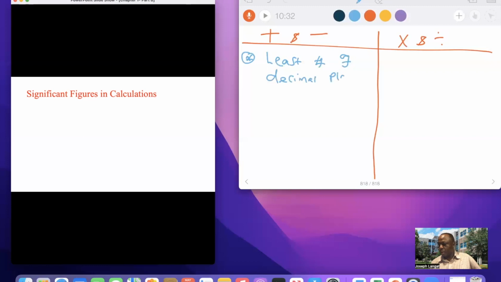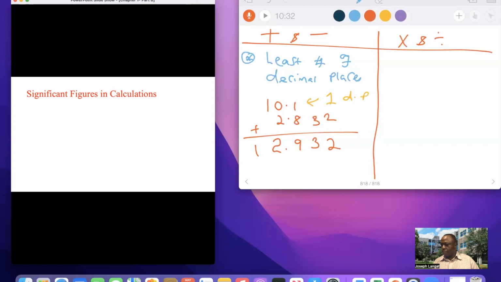Example: if I'm adding 10.1 plus 2.832, your calculator will give you 12.932, okay? This one has 1 decimal place, and this one has 3 decimal places. What the rule states is that the least places of decimal in your calculation will determine how many places of decimal you have.